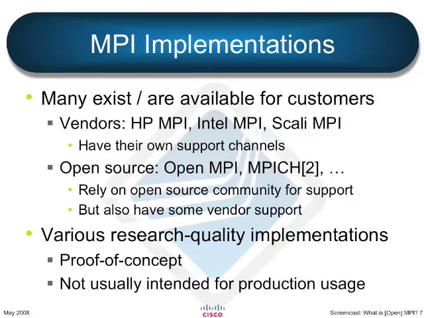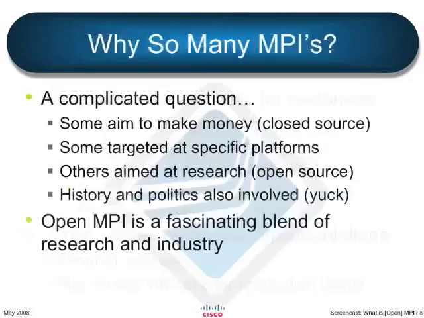There's also a variety of research quality implementations out there. They're usually proof of concept and exploring some particular aspect of high-speed point-to-point communication or collective communication, or something about networking, something about parallel computing. They're not generally intended for production usage. They're just trying to use MPI as a vehicle for their research.